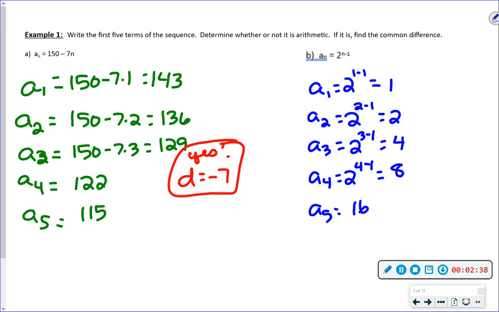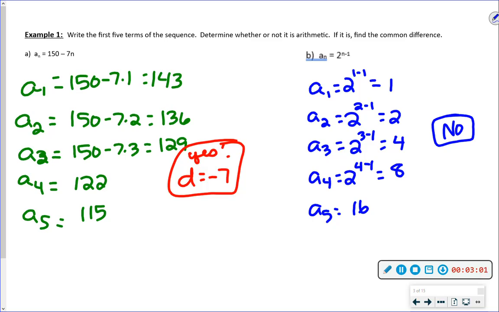And what's your last term? 16. Okay. Now, next question. Are you, keyword, adding or subtracting the same amount every time? Nope, it is not arithmetic. Therefore, there's no common difference. Now, there is a pattern. What's the pattern? You're doubling. You're multiplying by 2.